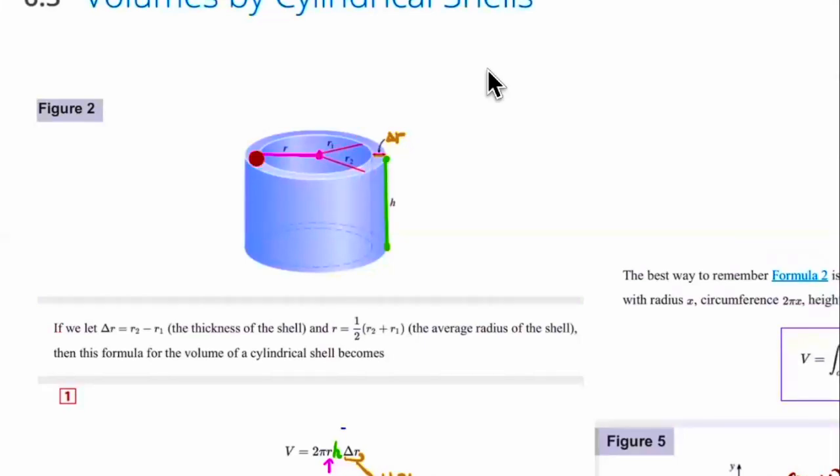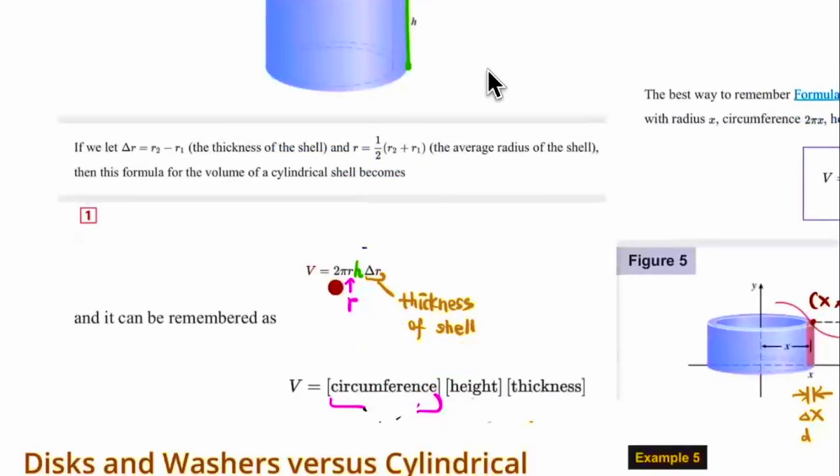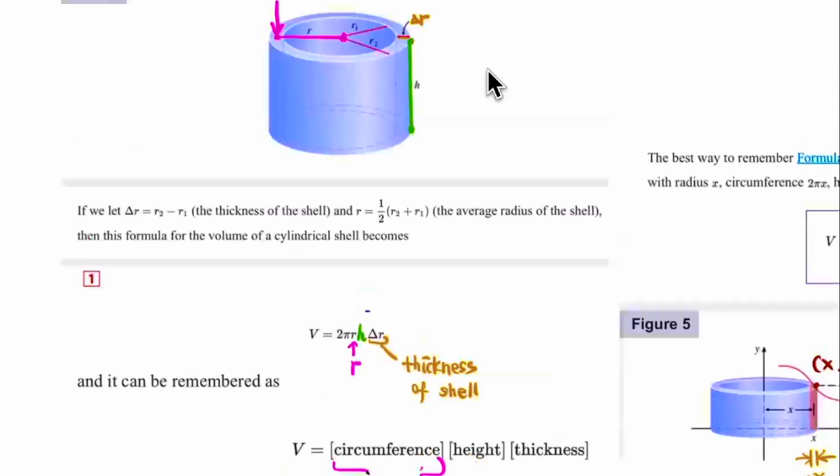What is this r? This r over here is in the middle of the shell. So it's actually between the outer and the inner radius, which means you're going to take the average of the outer and inner radius. So think about this r as the r from the center to the middle of the shell right here. And we got the volume is equal to the value for this one shell.